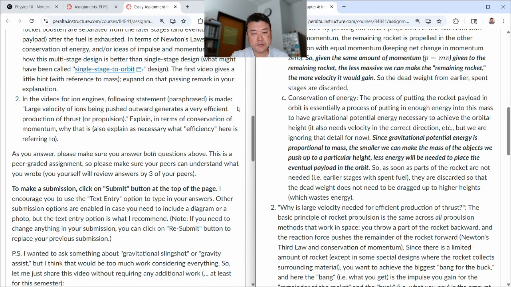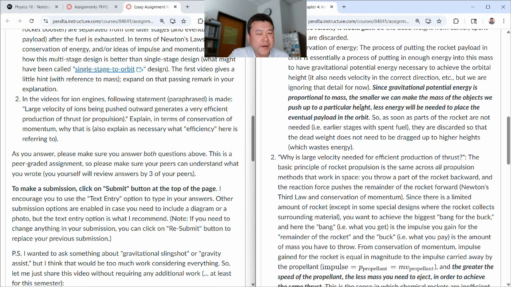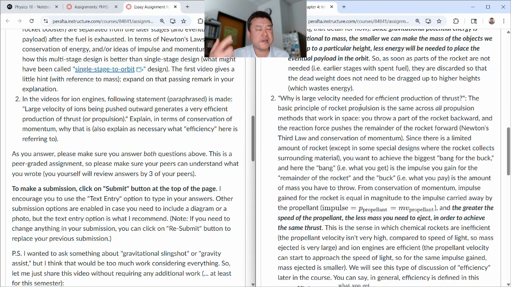And my model answer. I don't think I really defined the efficiency in this context. So the model answer will define it, but different people might have different ideas of efficiency in this context. Why is large velocity needed for efficient production of thrust? The basic principle of rocket propulsion is the same across all propulsion methods that work in space. You throw a part of the rocket backward, and the reaction force pushes the remainder of the rocket forward. Newton's third law and conservation of momentum.